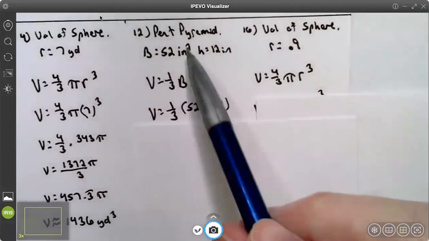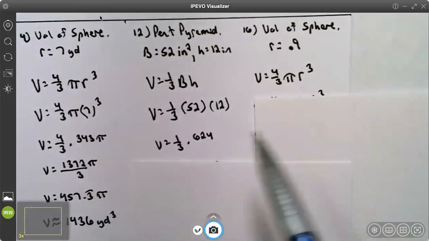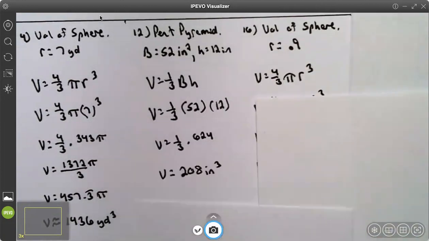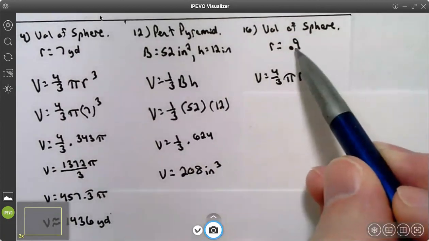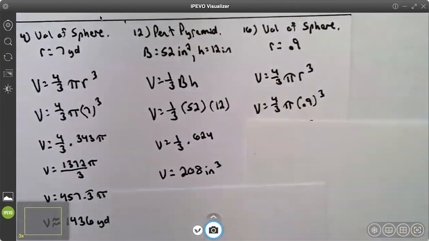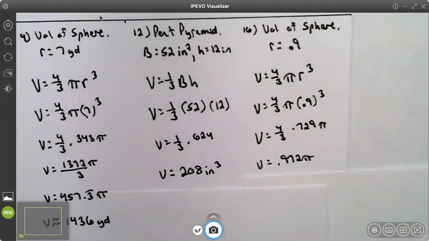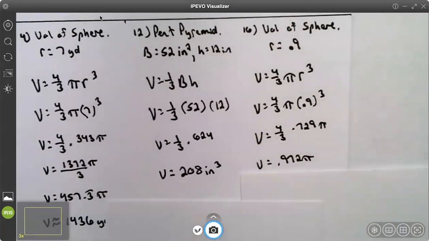So on the pentagonal pyramid, I plugged 52 in for big B, 12 in for height, multiplied those 2 numbers together, left that in my calculator, hit divided by 3, got my answer. On the sphere, we had to remember it gave us a diameter of 1.8, so we had to cut it in half to get a radius of 0.9. Order of operations, so we have to cube the radius first. I leave that in my calculator, hit times 4. Then I have to divide by 3. Then I have to multiply by pi.